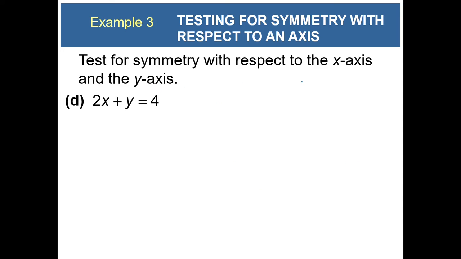Test for symmetry with respect to the x-axis and the y-axis. In this example, we will start with the x-axis first. In order to test that, we have to replace the y with negative y and check to see if we get an equivalent equation. 2x minus y equals 4. There's no way I can simplify this. So we do not have symmetry about the x-axis.